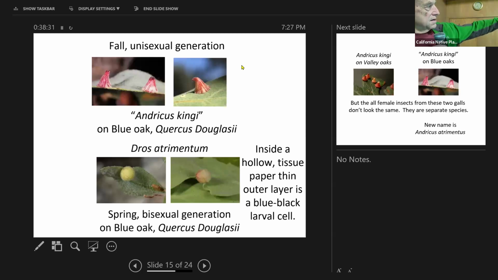So Andricus kingi was the name for the one on the valley oak. It turned out this thing had not been given a name. The bisexual generation was already known, but when you got the females, they belonged in the genus Andricus. And so I got to modify the taxonomic placement from this. So it became Andricus atramentus.